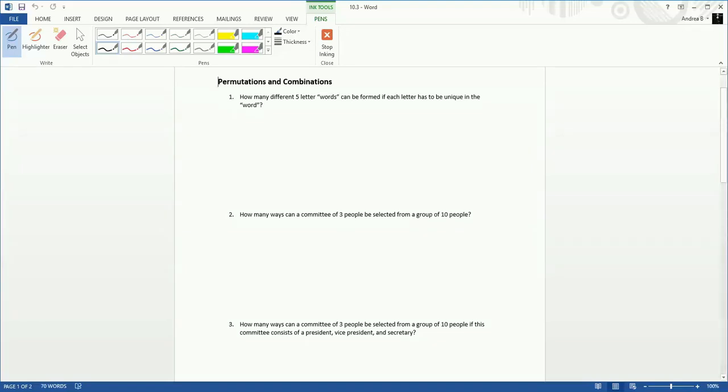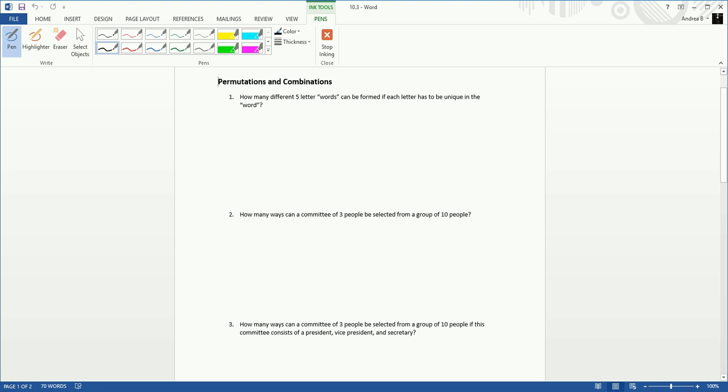Alright, here we have permutations and combinations. So some of these problems will denote right off the bat if you're dealing with a permutation or combination, but many of them will not. So you'll need to be able to identify from the problem which type you are working with.